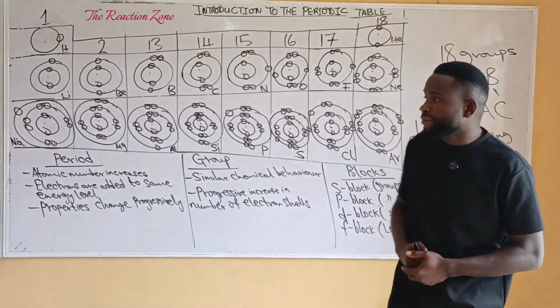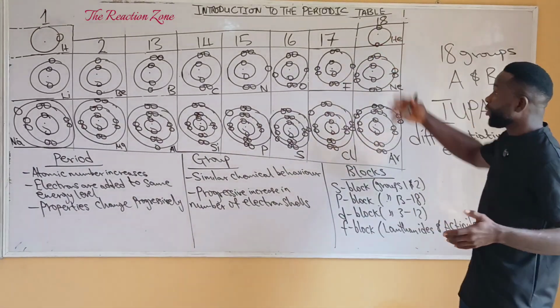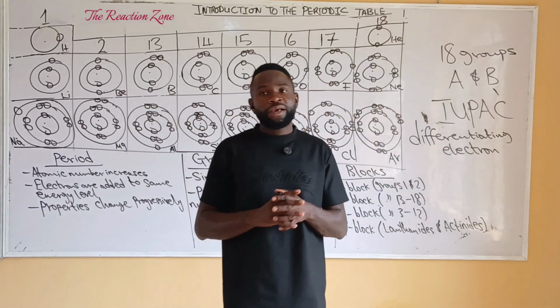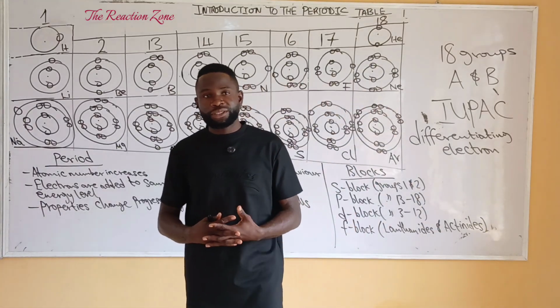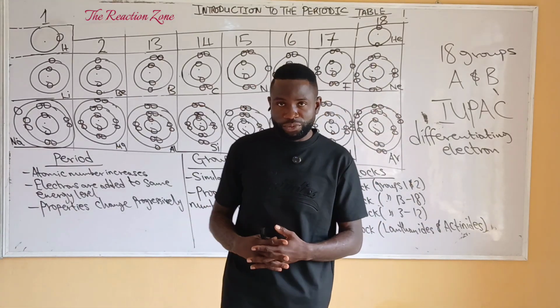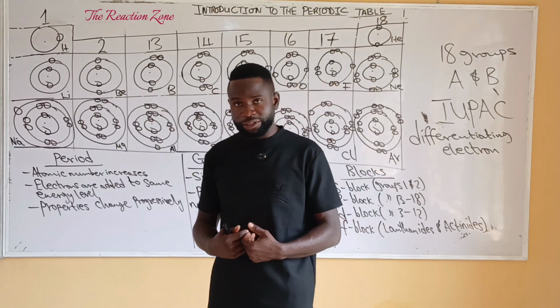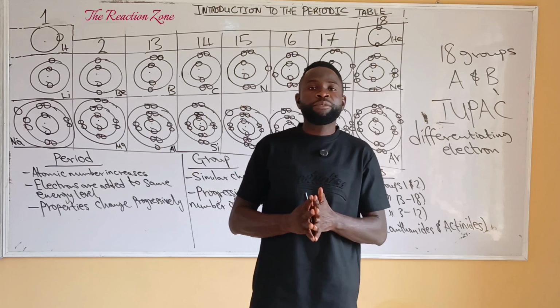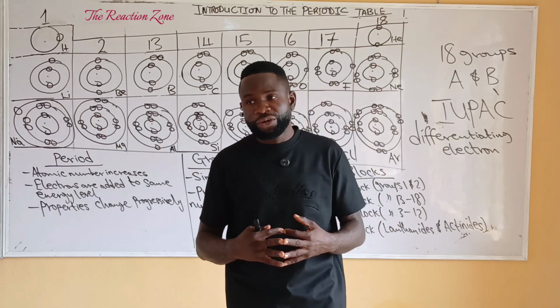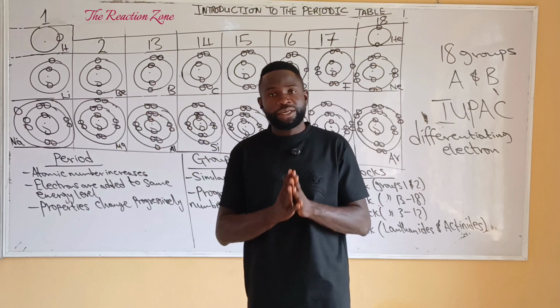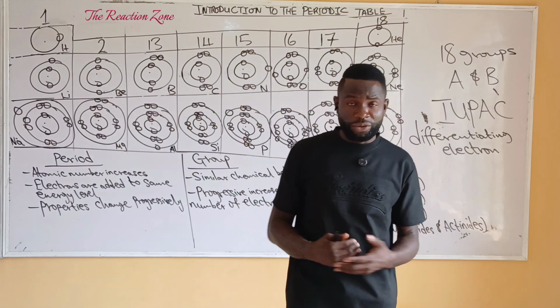In today's lesson, we're going to look at an introduction to the periodic table. The periodic table is a tabular arrangement of elements in rows and columns, showing the regular repetition of properties of elements. The periodic table is built on the modern periodic law, which states that the properties of elements are a periodic function of the atomic number.